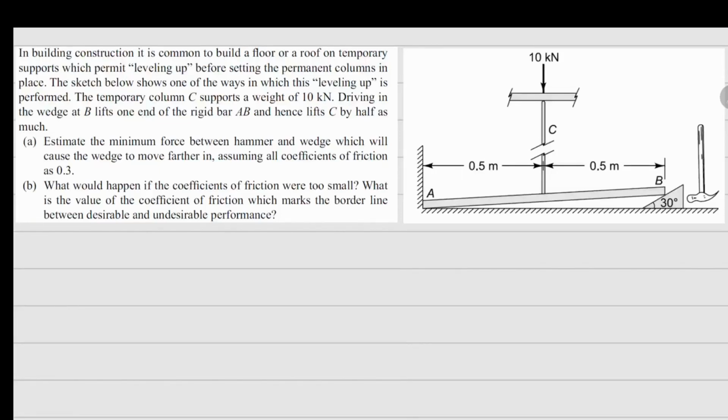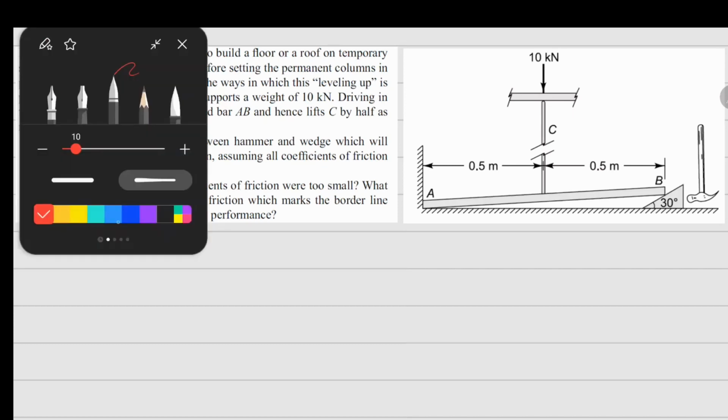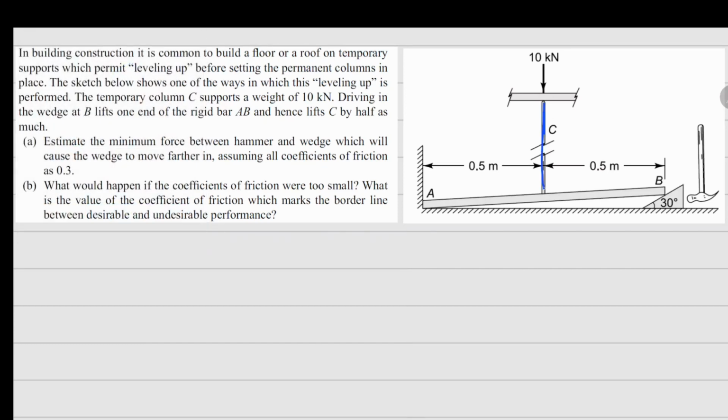This one is problem 1.24. This is for building construction, where we use this setup for leveling up. In this one, there's a temporary column right here, which is being supported for a weight of 10 kilonewtons, and there's a wedge that is being driven inside with the hammer from this side B. So when this wedge goes inside, this point C is slightly lifted.